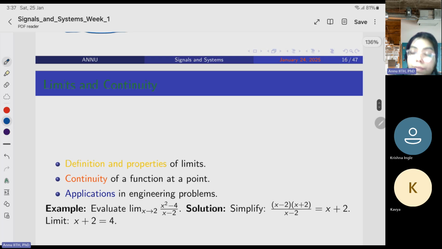The third part of the lectures was limits and continuity. So if you want to know the definition, the properties of limits, the continuity of a function at a point, and the applications in engineering problems, let us solve this problem. Limit x tends to 2, x square minus 4 divided by x minus 2. How will you solve?